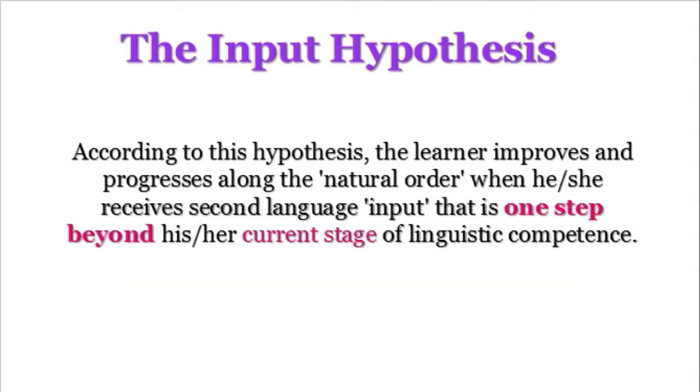As we already stated before, according to this hypothesis, the learner improves and progresses along the natural order when he or she receives second language input that is one step beyond his or her current level or current stage of linguistic competence. For example, if a learner is at stage I, then acquisition takes place when he or she is exposed to comprehensible input that is a little beyond his current level, that is I+1.